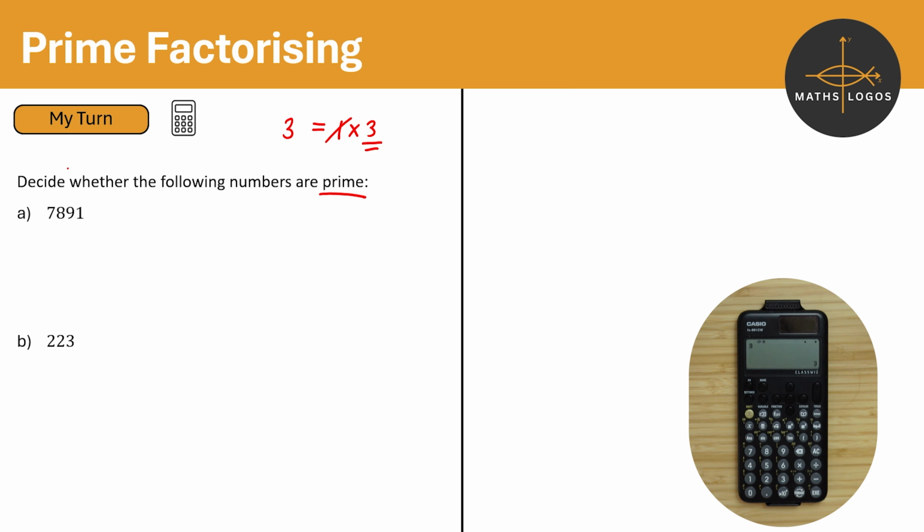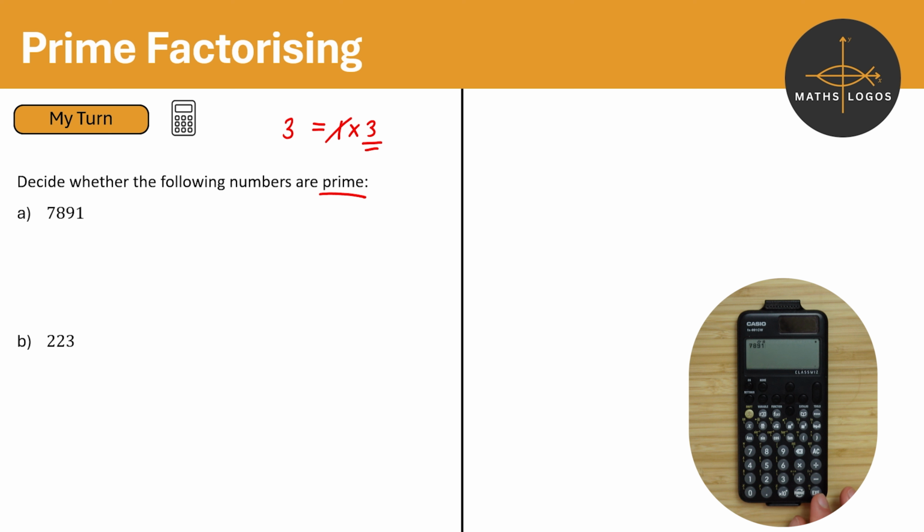So when we do these two questions, what we're looking for is, does my calculator just give me back the number that I put into it? In that case, it will be prime. But if it splits it into more prime factors other than itself, then we know that the number is not prime. So let's try each of these in turn. Let's try our 7,891.